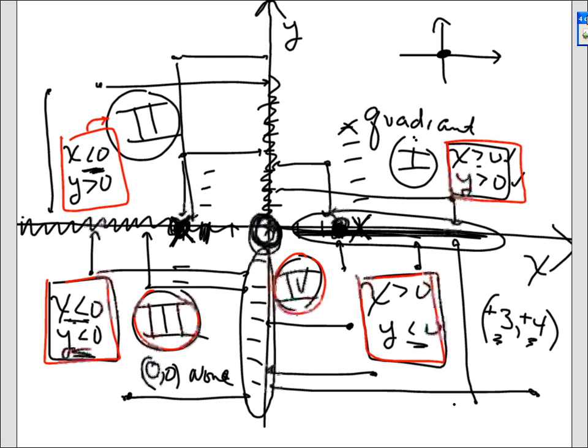Okay, let's finish up the section entitled Introduction to Graphing. Okay, work on these problems and you do just fine.